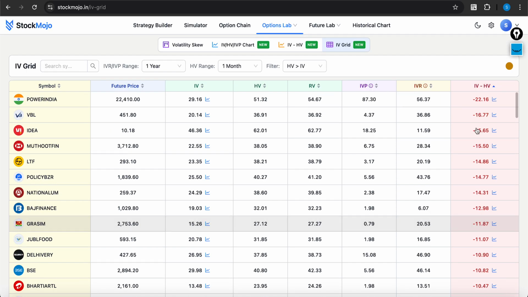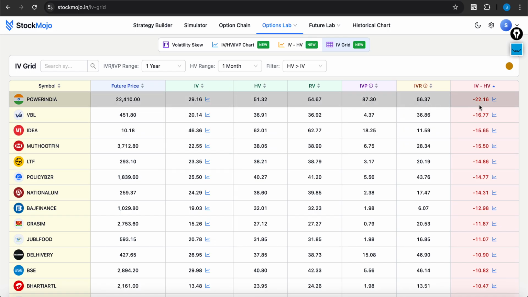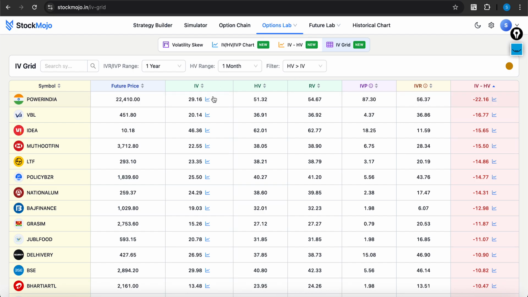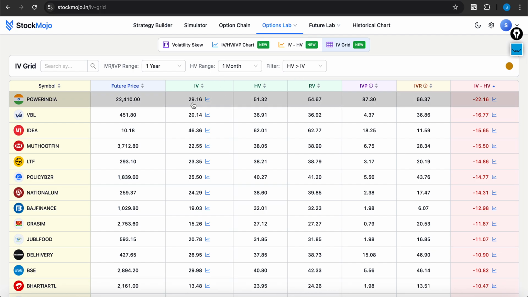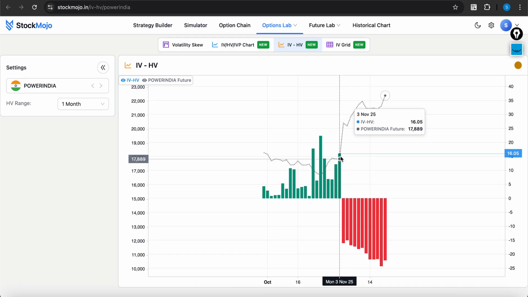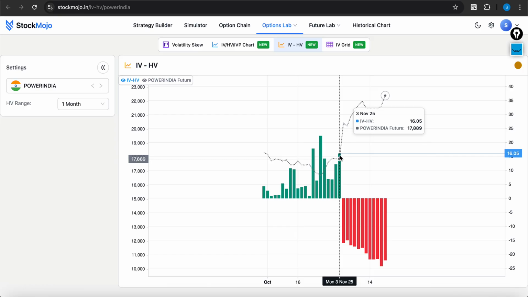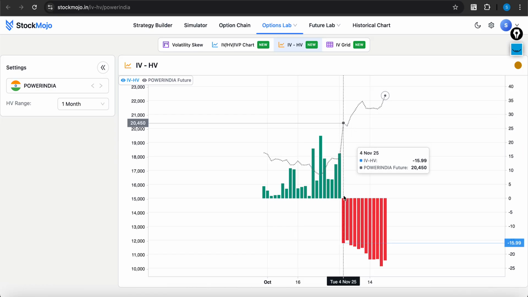You will see Power India, where it is 22.16% on the negative side. That means the historical volatility is way above the implied volatility. Now, if you click on this tab, you can see the movement: HV crosses or IV crashes. Here the IV has crashed. See, the movement positive IV minus HV comes into a negative state.